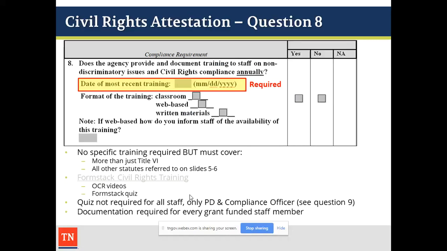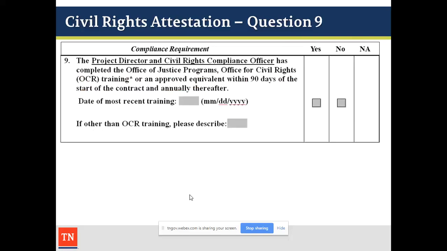The quiz, as part of that Form Stack Civil Rights training, there is a quiz that is not required for all staff. As we'll see in the next question, it's only required for the project director and the Civil Rights Compliance Officer. Documentation that staff has completed this training is required for every grant-funded staff member. It just needs to be in their personnel file. So question 9 asks specifically about the project director and civil rights compliance officer and whether or not they've completed the OCR training. So this is specific. It must be the OCR training within 90 days of the start of the contract and annually thereafter. And again, we must have the date of the most recent training.